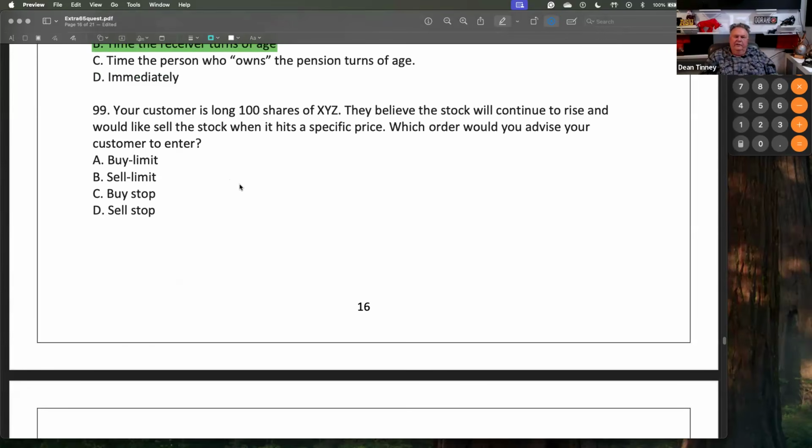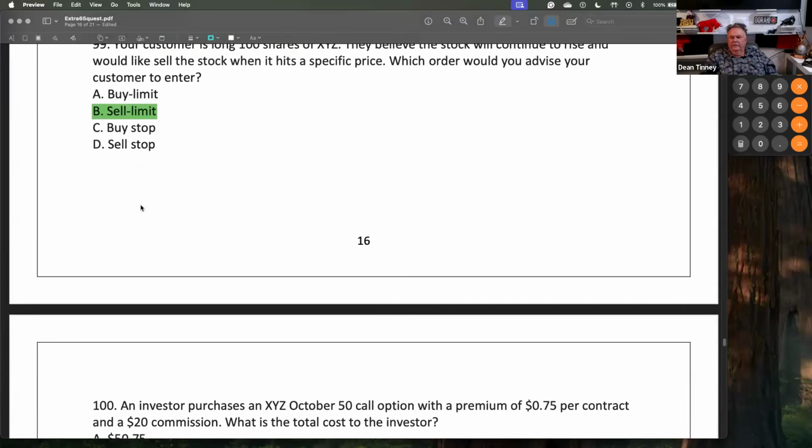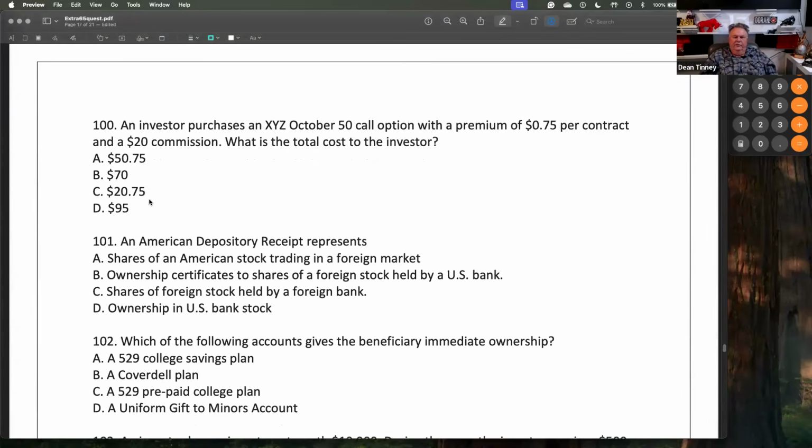Oh, here we go. Another one of these. You're long 100 shares. You believe it will rise. You'd like to sell the stock when it hits a specific price. Which order would you advise your customer to enter? So you want to sell it at your price or higher. Good job. Excellent.